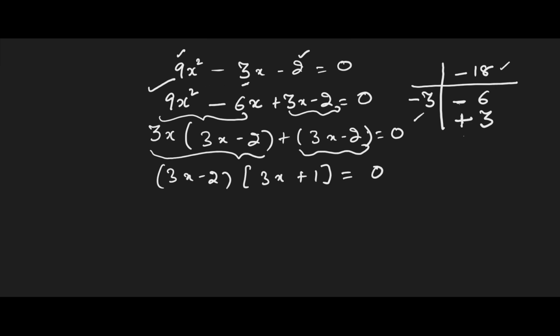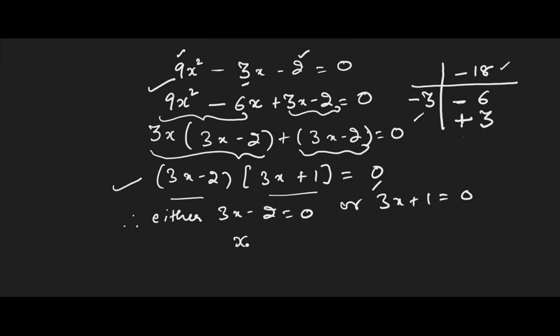Now we have already expressed LHS as a product of two linear polynomials. We had a quadratic polynomial on the left hand side, and we reached here, which is a product of two linear polynomials, and we have equated it to 0. Okay, so now since RHS is 0, to make LHS 0, either of these products has to be 0. Okay, so therefore either 3x minus 2 is 0 or 3x plus 1 is 0. Therefore we get x is 2 by 3 or x is minus 1 by 3.